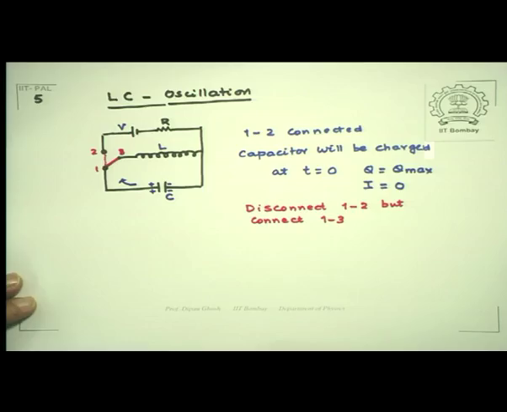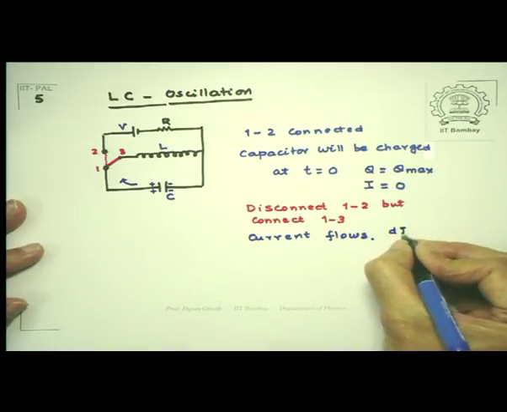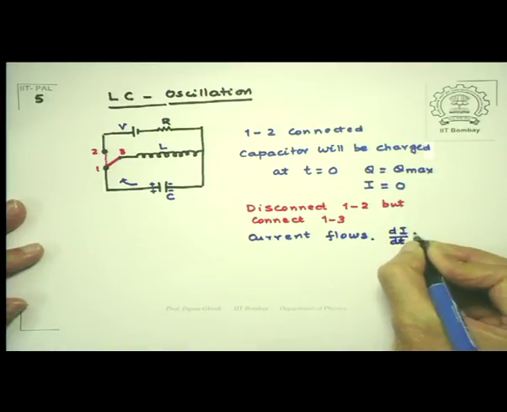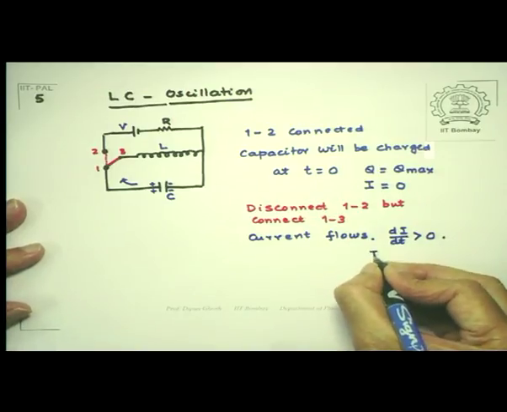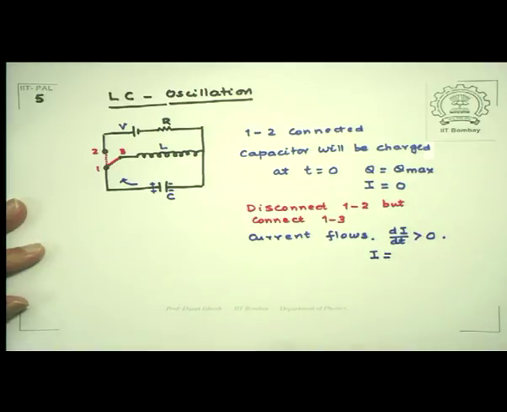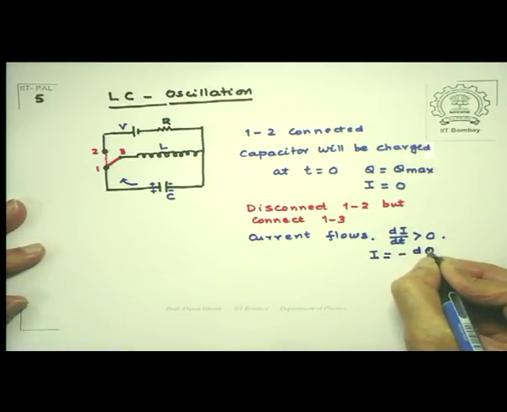So let's look at that. We'll say that current flows, which means di by dt is greater than 0. But notice when my current is there, the charge is reducing, so therefore my I is minus dq by dt.